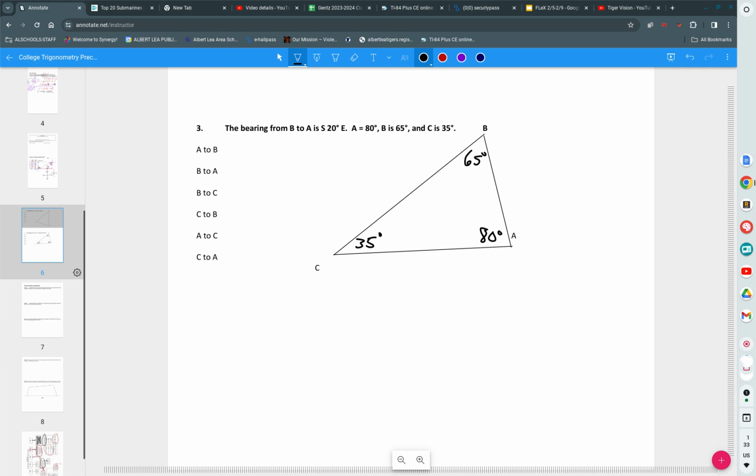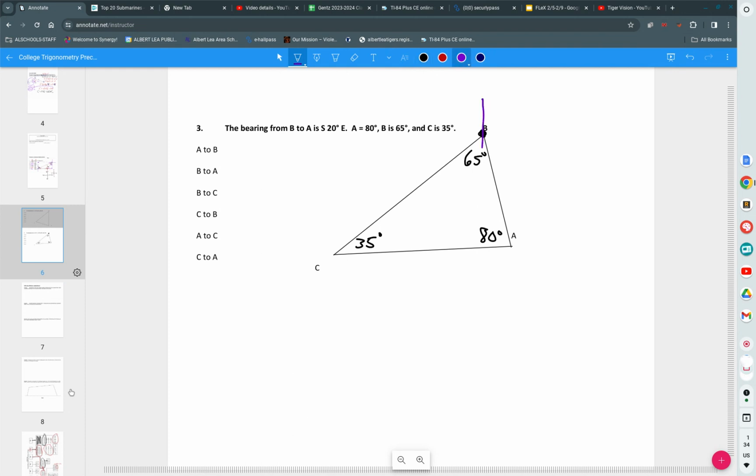So does that mean I'm standing at B or does that mean I'm standing at A? The bearing from B to A is south 20 degrees east. Am I at B or am I at A? B. I'm at B because it's from B to A. So that's where I am.